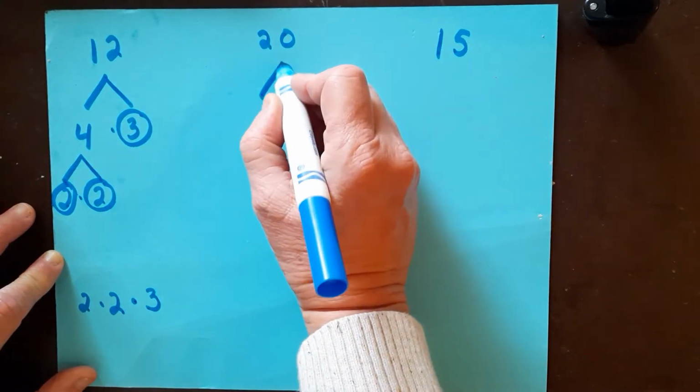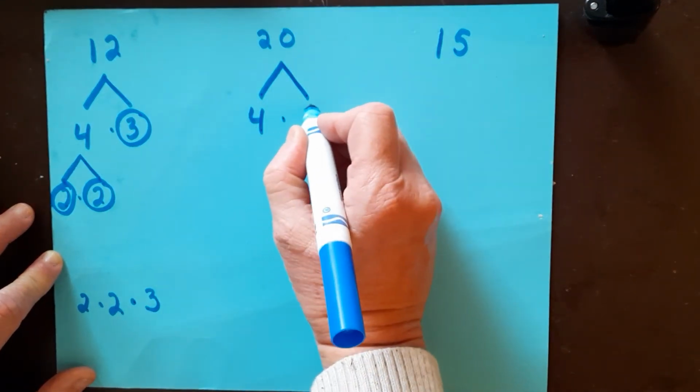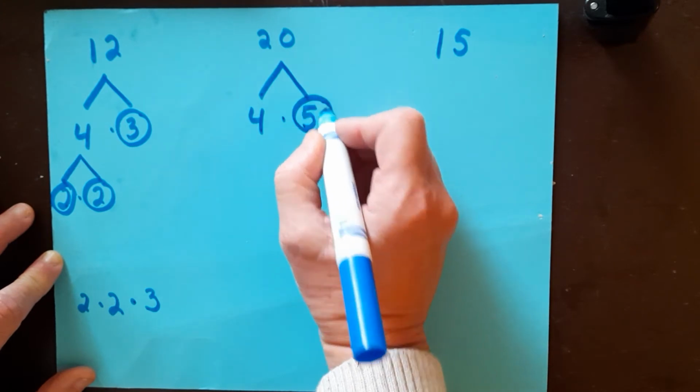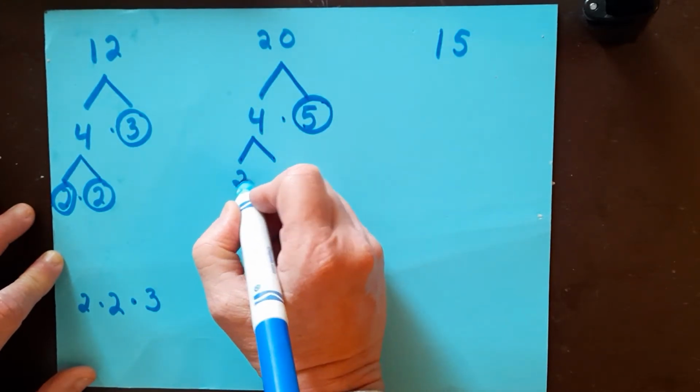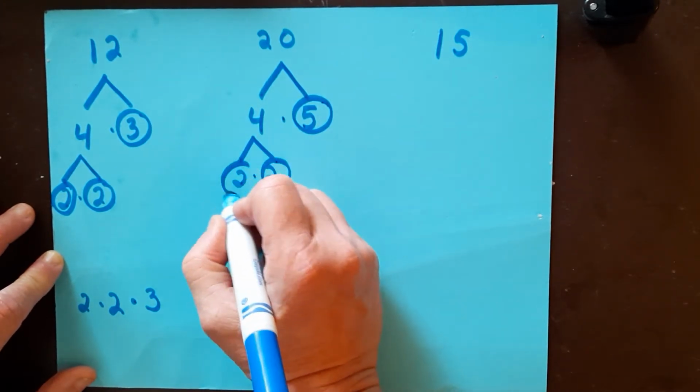We'll do that for 20. We'll say that 20 equals 4 times 5. 5 is prime, so we can circle it. We have to continue with 4 until we get to the 2's.